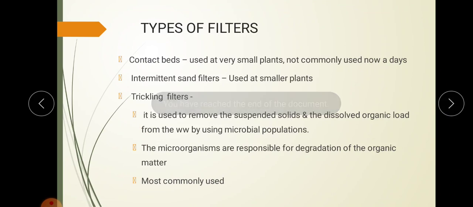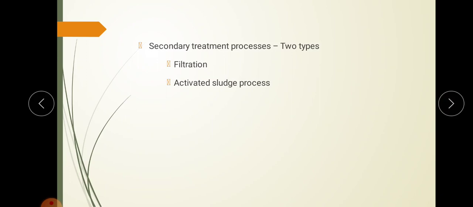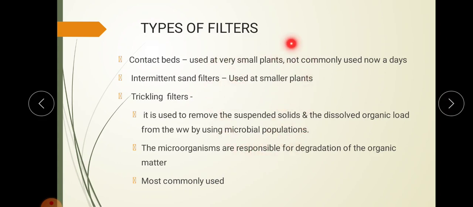So this is the introduction of secondary treatment or biological treatment. So this secondary treatment is of mainly two types, filtration and activated sludge process. So different types of filters are contact bed, intermediate sand filter, and trickling filter. So we can discuss each of these types of filters in the coming videos.